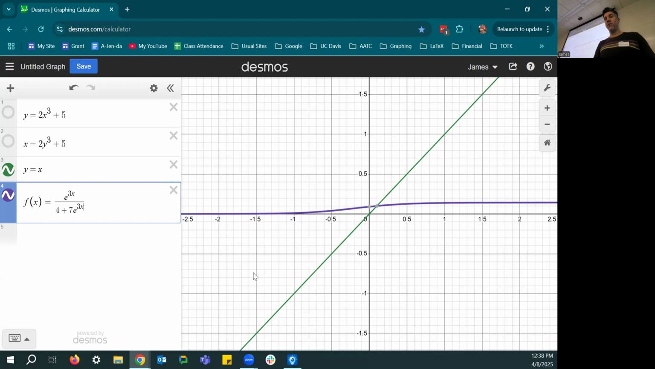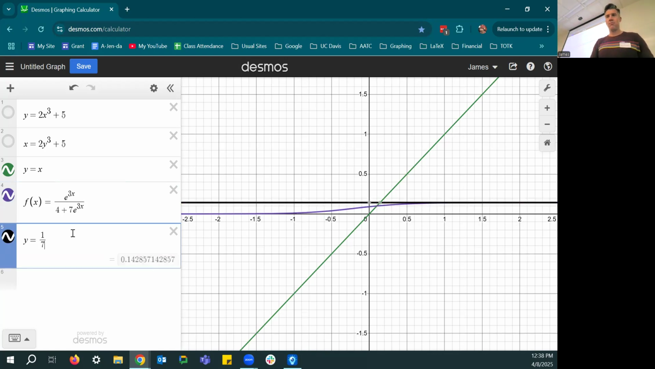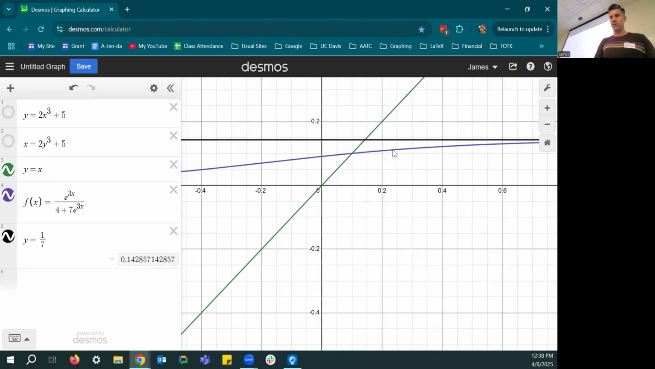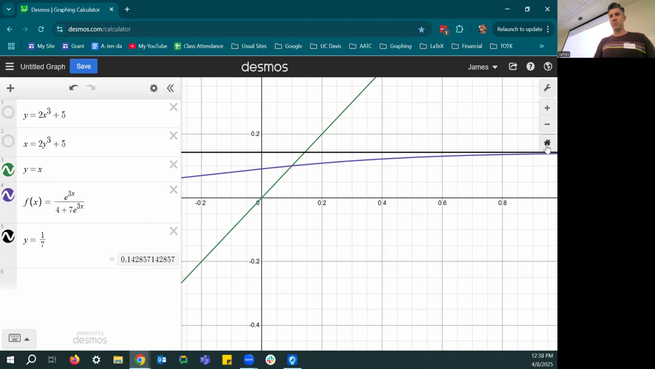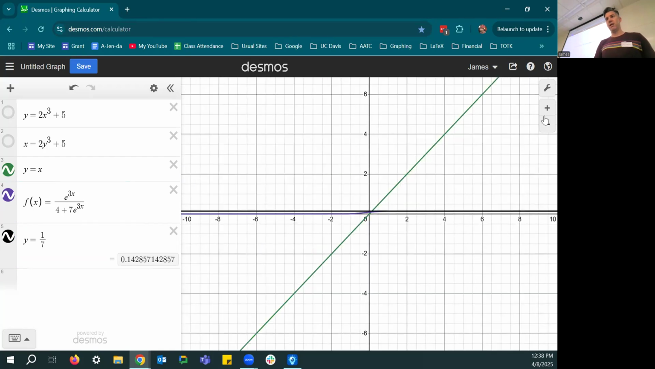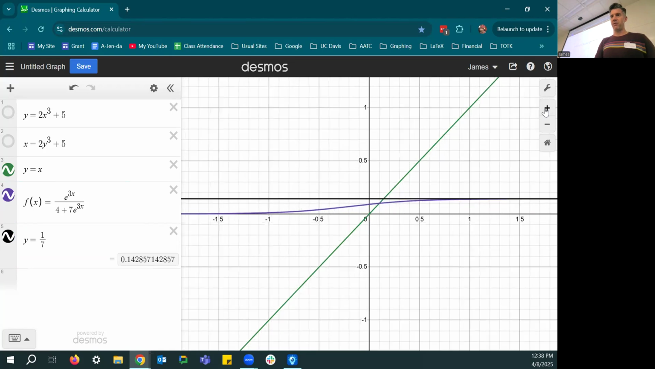Where am I getting the 1/7 from? From the coefficient of e to the 3x on top being 1 and the coefficient of e to the 3x on the bottom being 7. There's more to say about that at a later date. But if you graph y equals 1/7, I'm pretty convinced that the function is getting closer and closer to 1/7 and probably never actually crossing it. It's not the most beautiful function I've ever described.